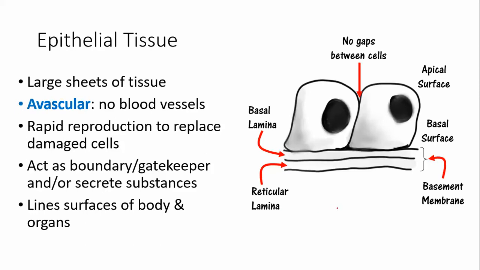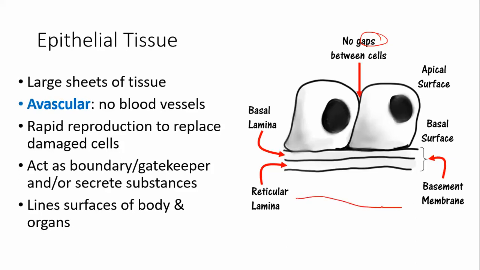So let's say that this diagram here represented a small chunk of epithelial tissue. You would not find any blood vessels going in between the cells because there are no gaps between the cells. Since this is going to act as a boundary, you want to make sure that it doesn't have any holes in it. Just like it doesn't make sense to make a house and put a bunch of holes in it with no way to close them.